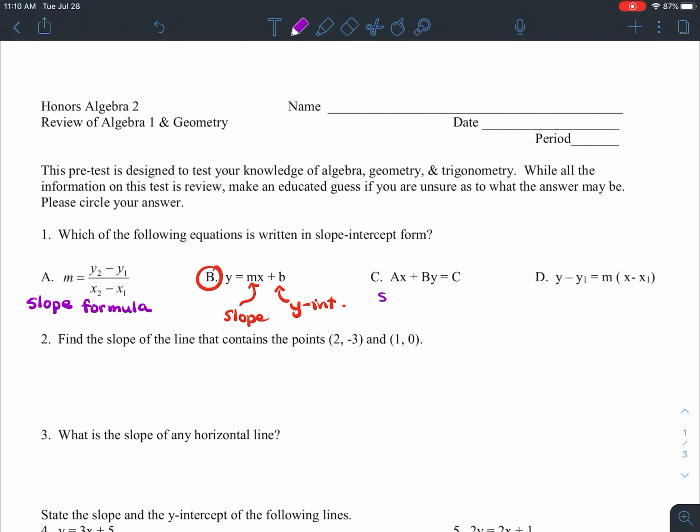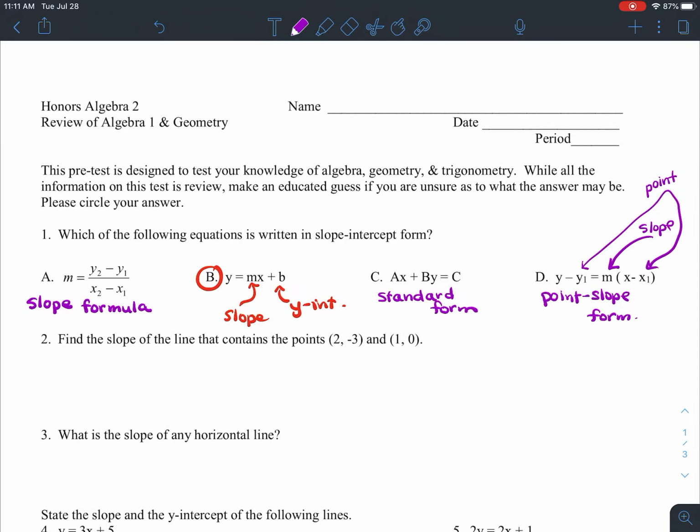Okay, this one you might not be very familiar with at all. This is standard form. We'll discuss this in chapter 2. And this is called point slope form. You'll notice it requires you to know the slope, and it also wants the coordinates of a point here.